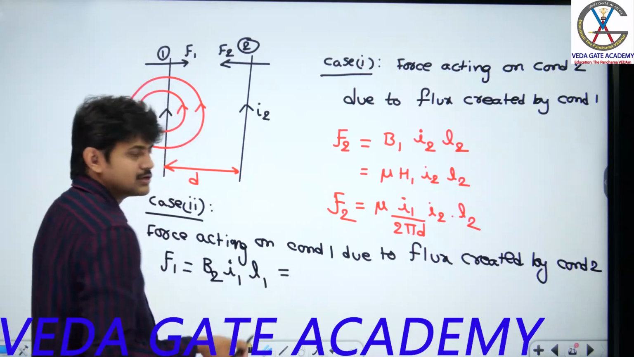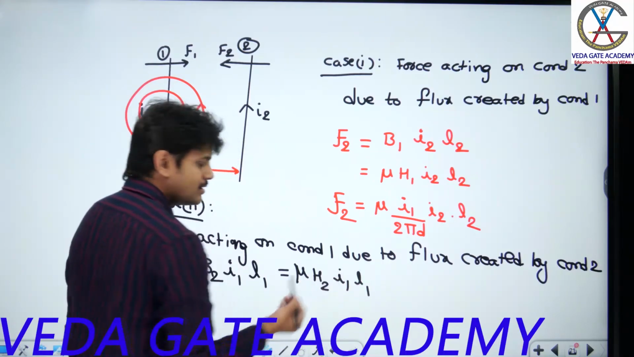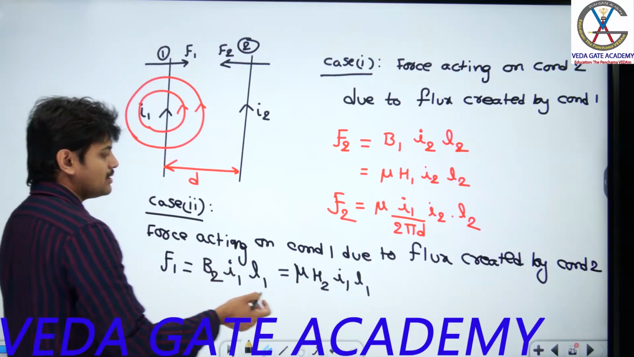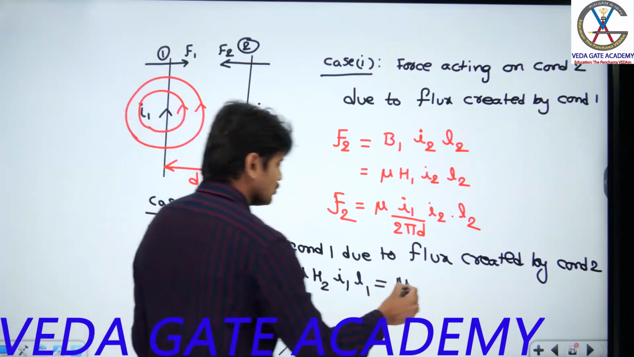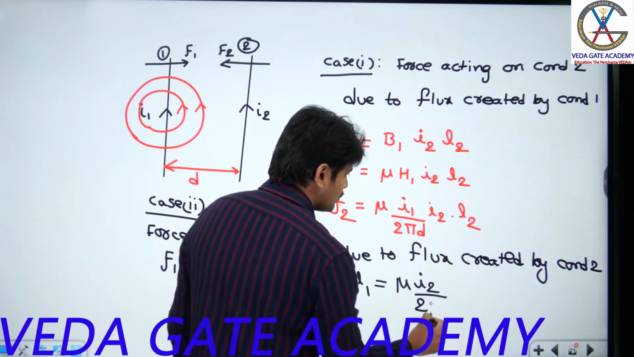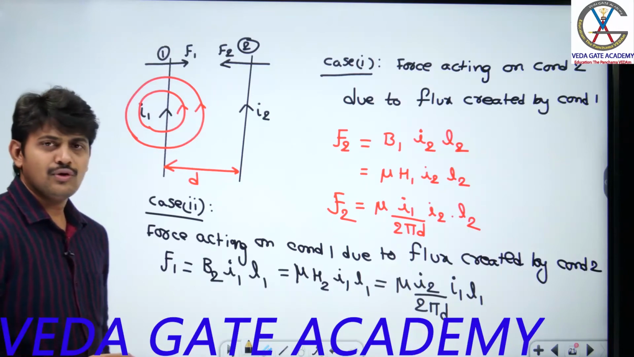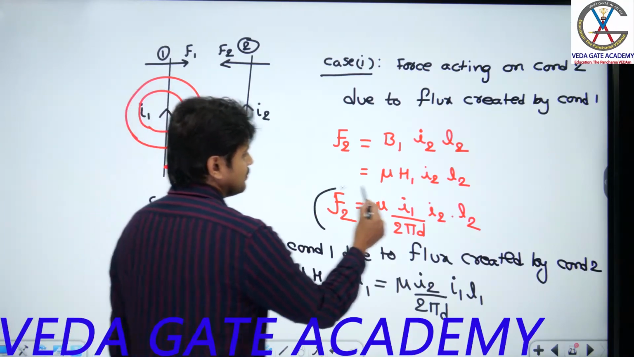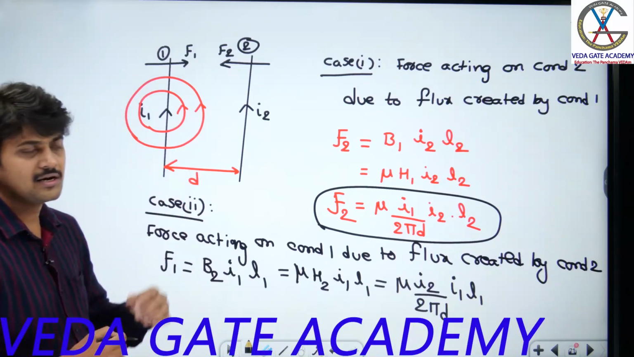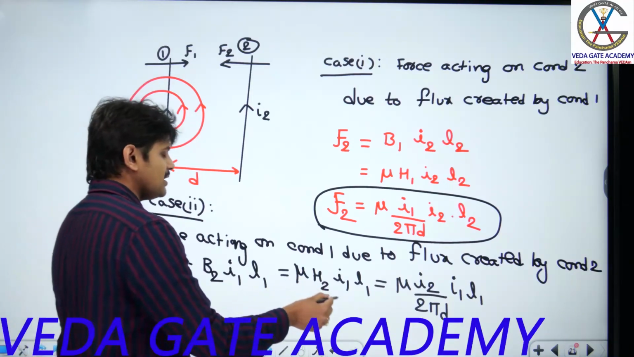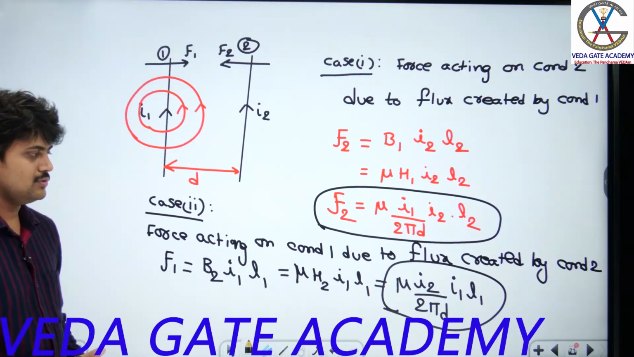So B2 is equal to mu into H2 into I1 into L1. What is H2? H2 is I by 2 pi d. Which I do you need to consider? The current through conductor 2. So I will get I2 divided by 2 pi d into I1 into L1. So from these formulas, F2 is the force experienced by conductor 2 because of flux created by conductor 1, and F1 is the force experienced by conductor 1 due to flux created by conductor 2. These are the formulas.